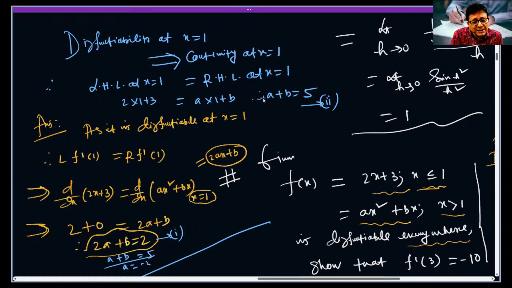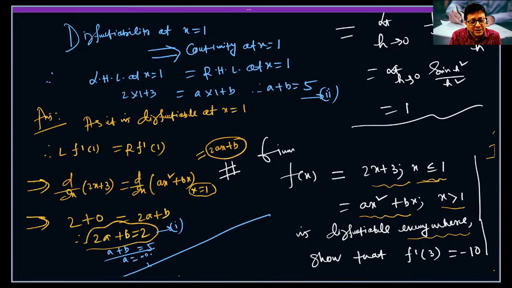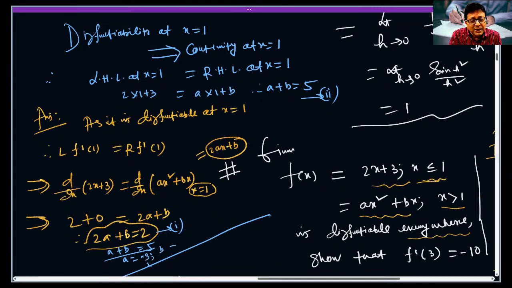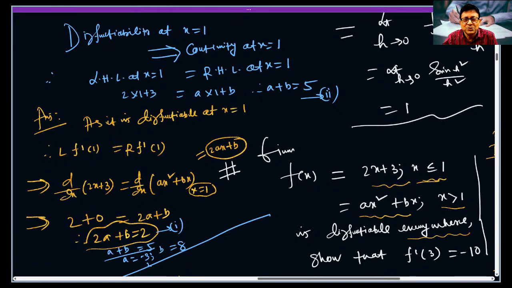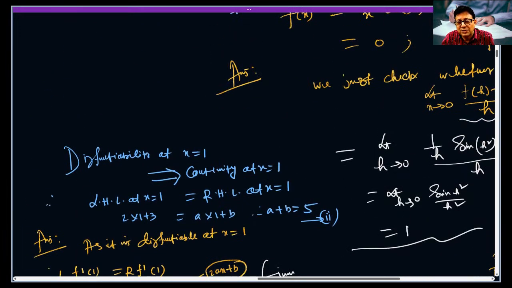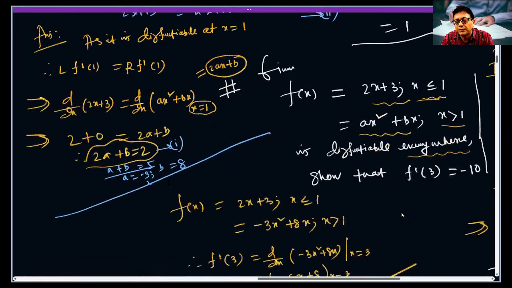A is coming minus 3. Just solve, subtract. And b equal to 8. So the answer you get if you put x equal to 3 in the derivative. Yeah, f dash 3 you get here. You just put those values, you will get the value. Here derivative and just put the value because a and b you got correctly. So f dash 3 will come minus 10 over there.